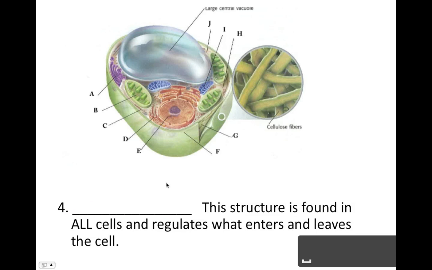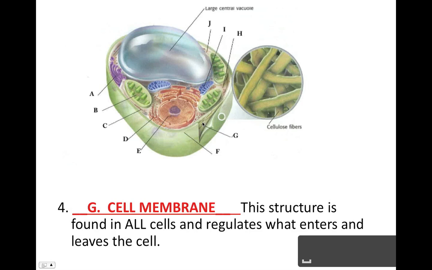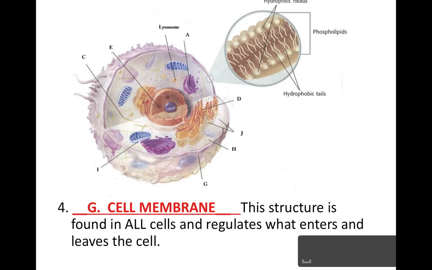But that's a future story in a future class. Okay, 4. This structure is found in all cells and regulates what enters and leaves the cell. That would be the cell membrane, letter G. On here, it would be just inside the cell wall in the previous question. When you looked at the onion cell, you couldn't really see it because it was so thin compared to the cell wall. However, with this picture, the cell membrane is much easier to pick out, and you can see it surrounds the entire thing.